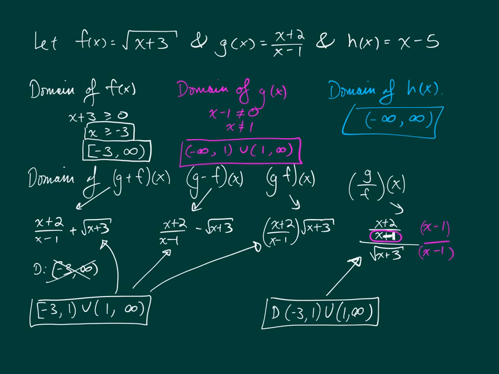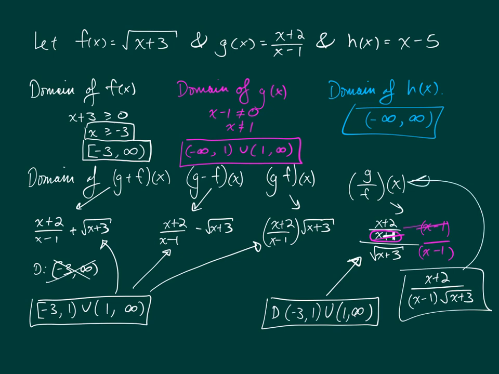And the whole point in multiplying by an LCD is to get rid of denominators. So this simplified looks like x plus 2 over x minus 1 times the square root of x plus 3. So that's the simplification for the division here. And that sums up the entire problem.